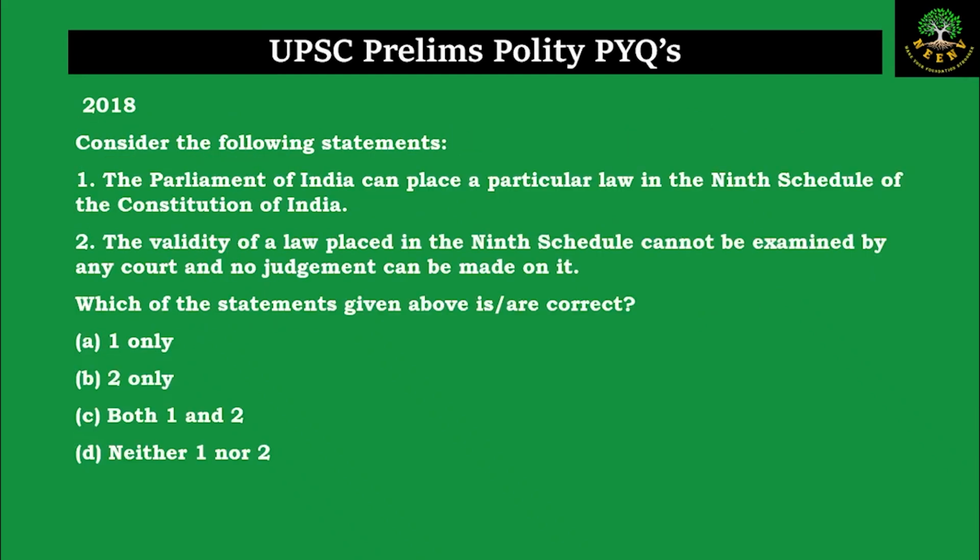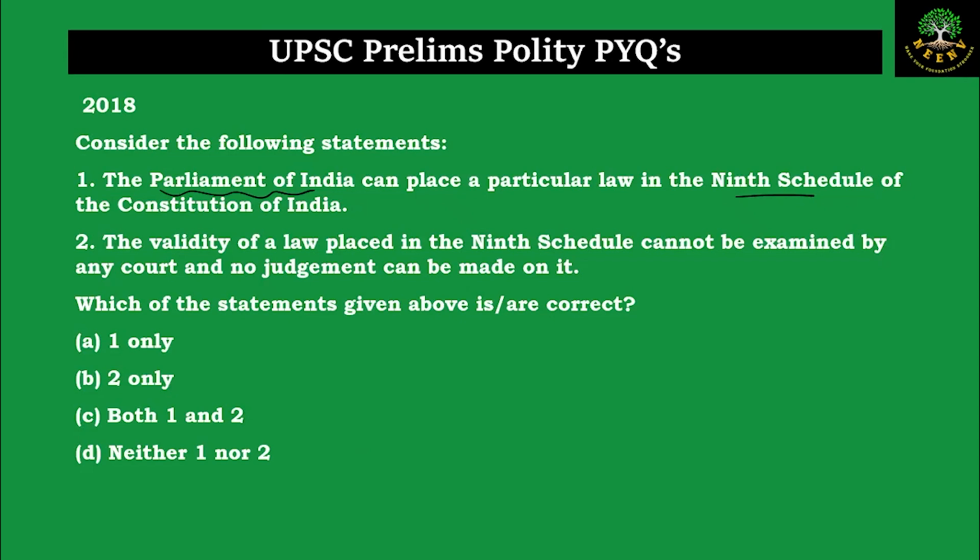Let us discuss the next question. This question is from the year 2018. Consider the following statements. Statement 1. The Parliament of India can place a particular law in the 9th schedule of the Constitution. Statement 2. The validity of law placed in the 9th schedule cannot be examined by any court and no judgment can be made on it. Which of the following statements are correct?